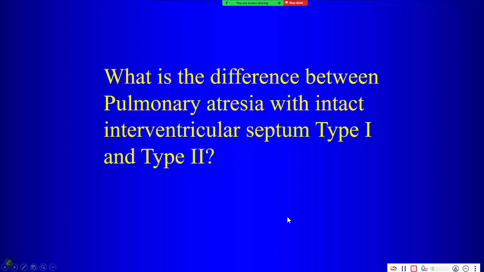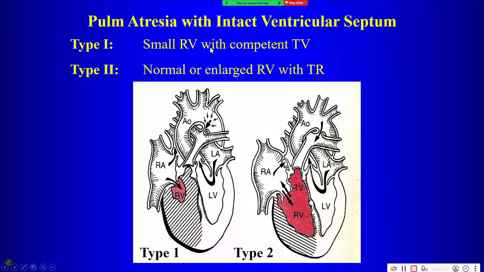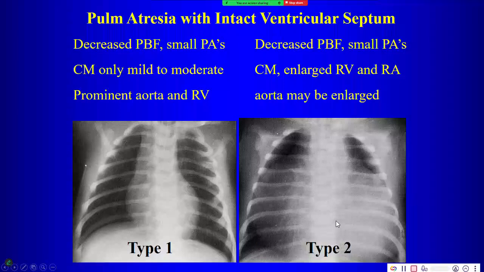The difference between type 1 and type 2 has to do with the tricuspid valve. Type 1 will have a small right ventricle because the tricuspid valve is competent. Type 2 will have an enlarged right ventricle because the tricuspid valve is incompetent. And then this tricuspid regurgitation leads to right heart enlargement. So type 1 radiographically will resemble Tetralogy of Fallot with more normal heart size, and type 2 will have a big heart, especially with dilatation of the right atrium. So with type 1, the heart is more normal in size. With type 2, the heart is larger with a dilated right atrium.